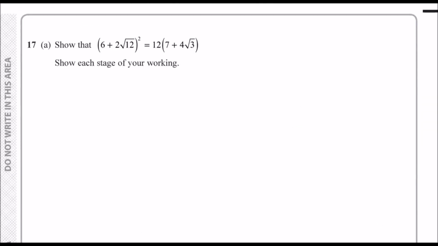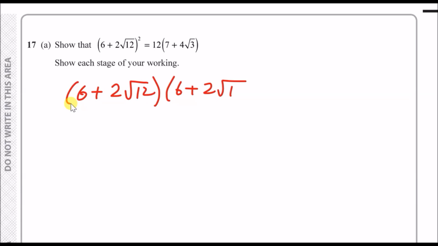Now for part A, they want us to show that the left hand side can be rewritten as the right hand side. Okay, doesn't look so bad. Show each stage where you're working. Now to do this, let's go ahead and write 2 of these brackets, because the squared bracket means there's 2 of them. So we've got 6 plus 2 root 12 times 6 plus 2 root 12.